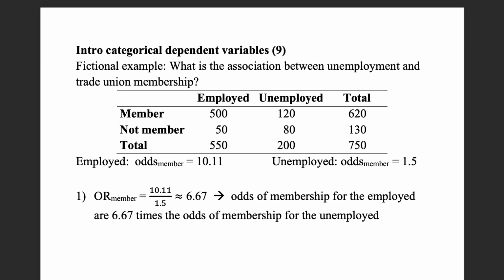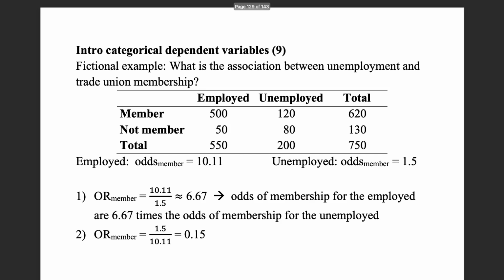So now we actually have something that tells us something about the association between employment and trade union membership. We see that the odds of membership for the employed are 6.6 times the odds of membership for the unemployed. So relatively speaking, people that are employed are much more likely to be trade union members than people that are unemployed. So there's a positive association between employment and trade union membership, and conversely a negative association between unemployment and trade union membership, because the unemployed persons are relatively less likely to be a trade union member.